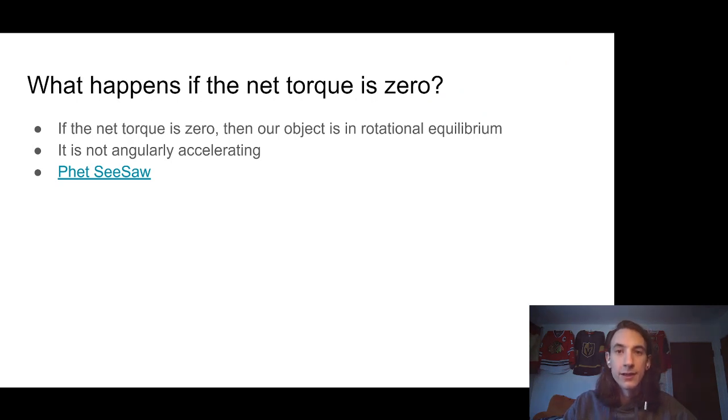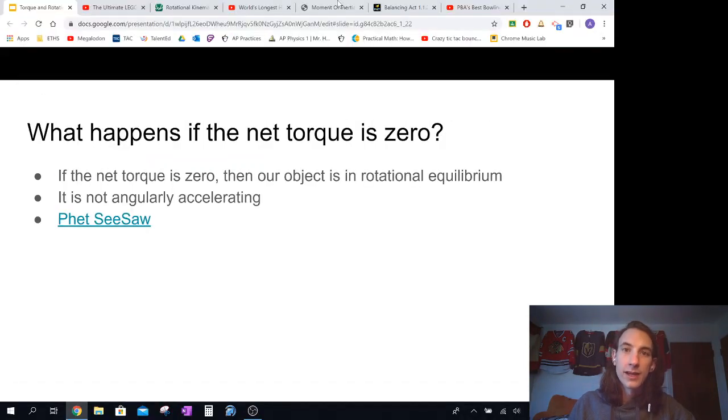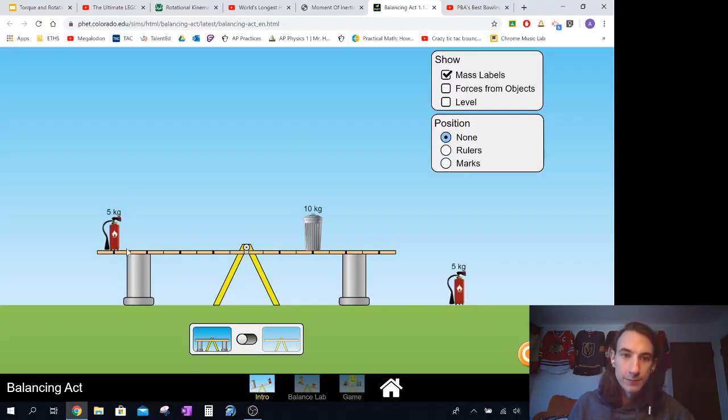A big idea we had when dealing with linear objects was: what happens if the net force is zero? Well, if the net force was zero, the objects were in equilibrium, meaning they weren't accelerating. Maybe they were moving with a constant velocity or not moving at all. We have the same thing if the net torque is equal to zero. Then our object is in rotational equilibrium, meaning it's not angularly accelerating.